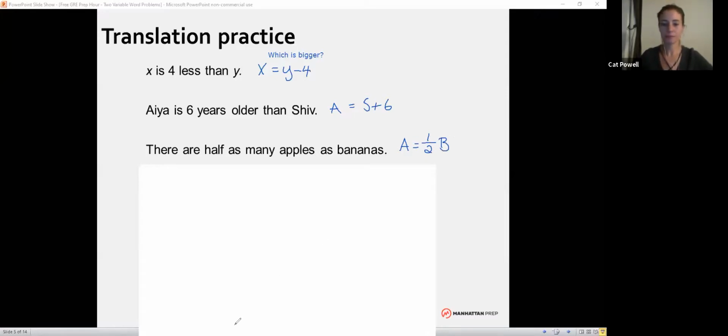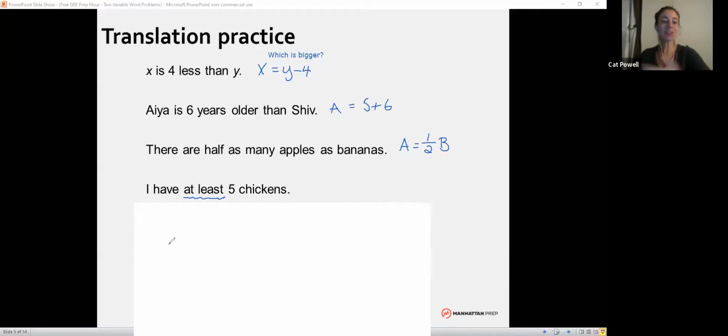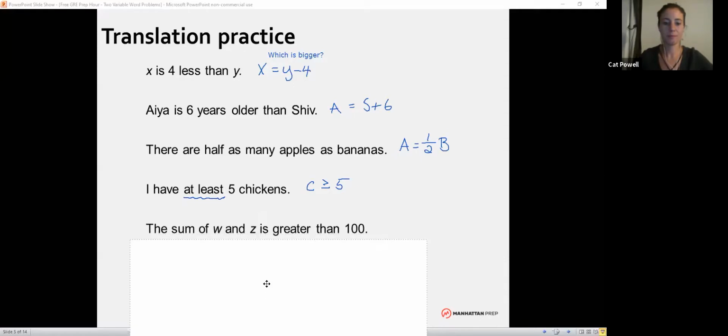Nice. All right. I have at least 5 chickens. What are we going to do with that at least? Yeah, yep. So at least, at most, instead of having an equal relationship, now we're going to have greater than or equal to 5. Sum of W and Z is greater than 100.